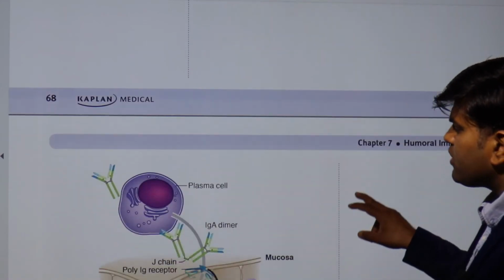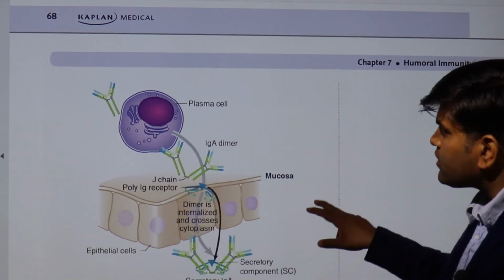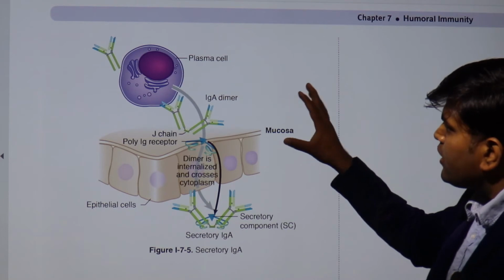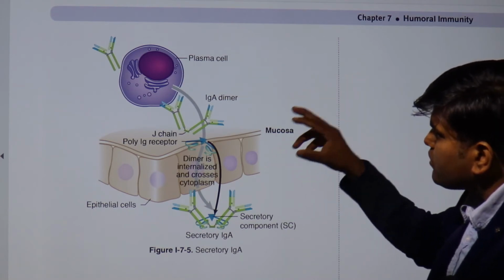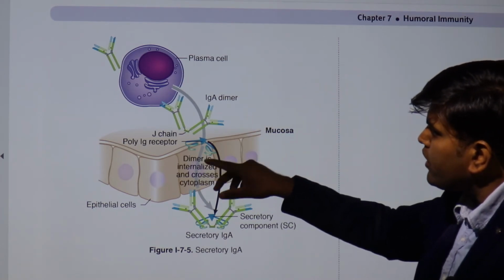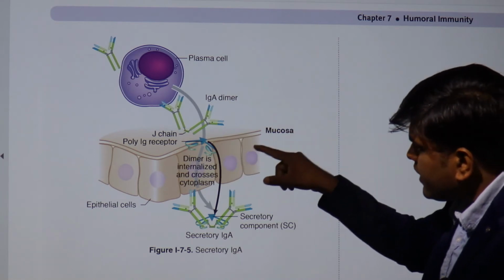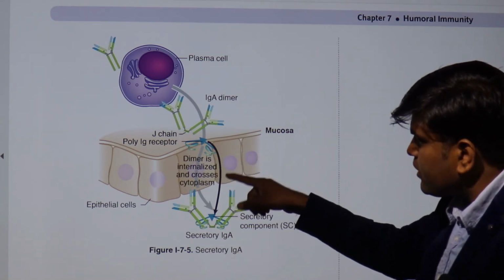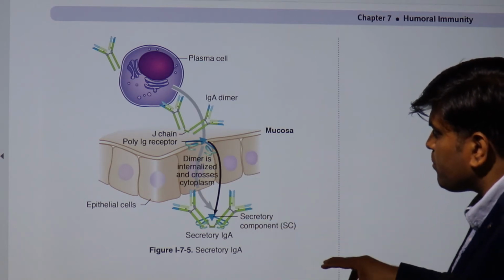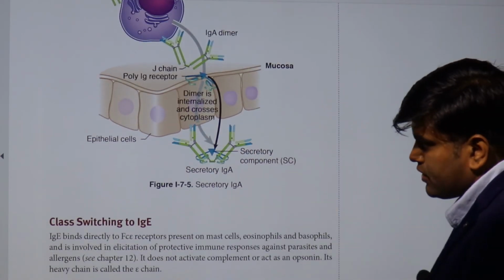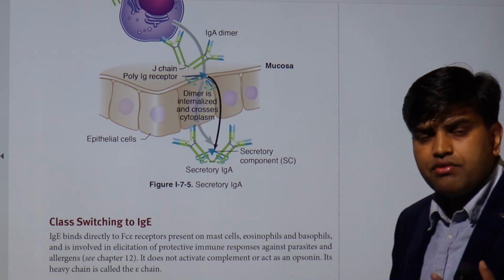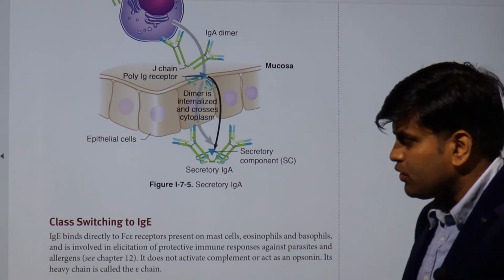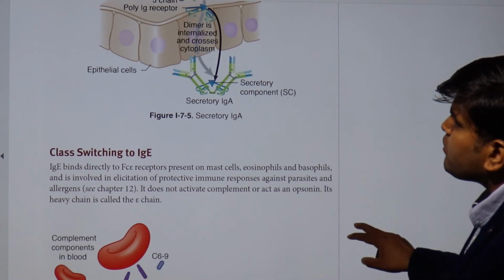proteolytic cleavage. So the important thing you have to understand is this picture: the plasma cell releases immunoglobulin A. The immunoglobulin A now becomes a dimer. The dimer binds the poly immunoglobulin receptor, is internalized and crosses the cytoplasm, and then is released as secretory immunoglobulin A on the mucosal surfaces, and it is actually secreted in the breast milk. Okay. And it provides immunity to the baby.